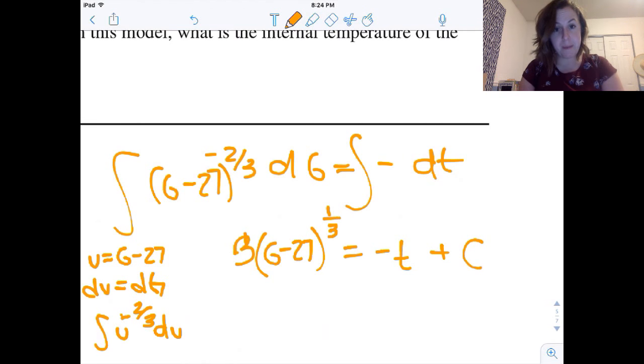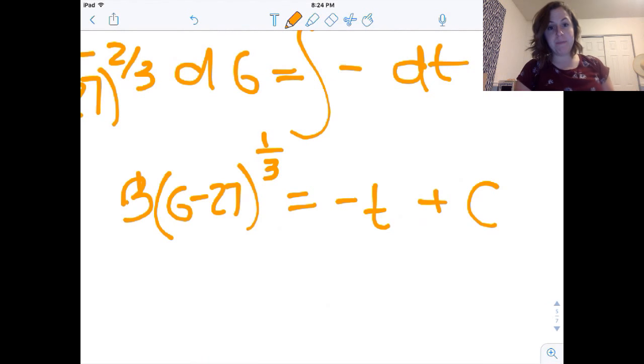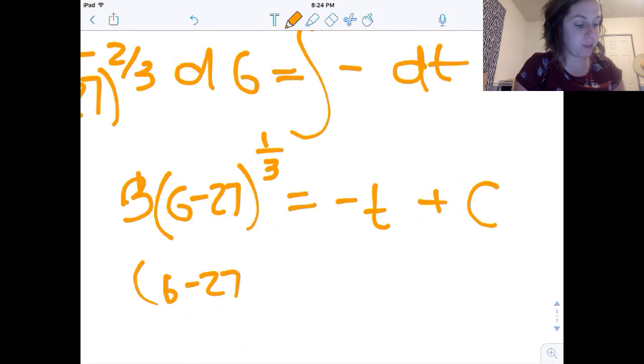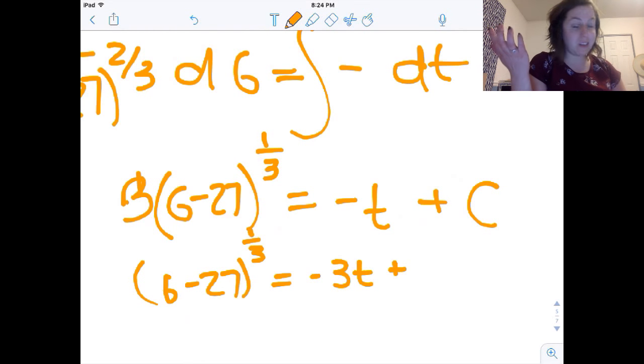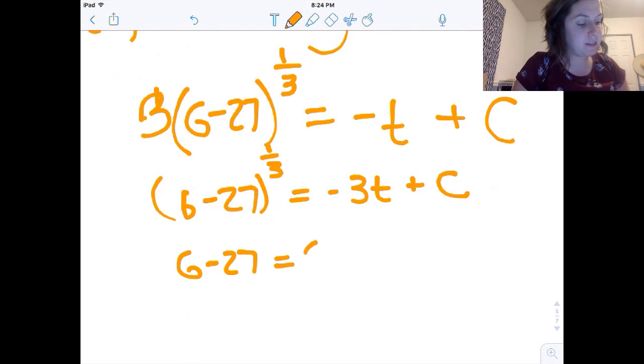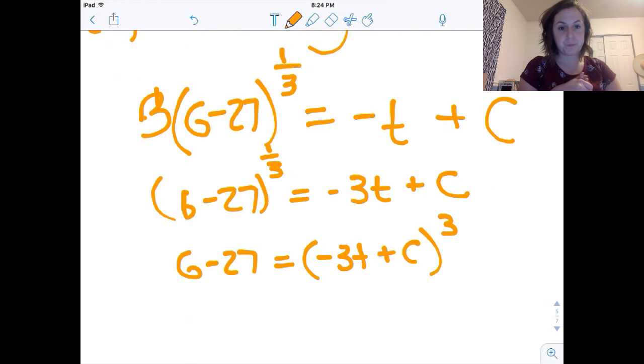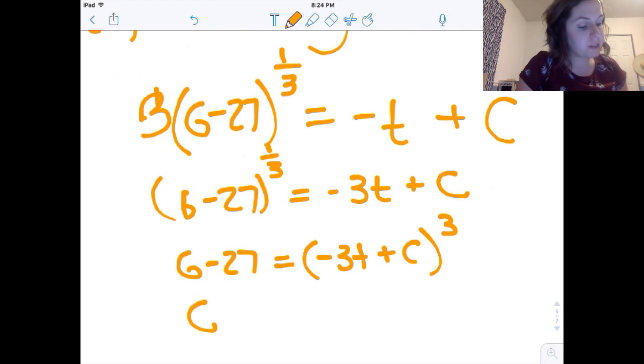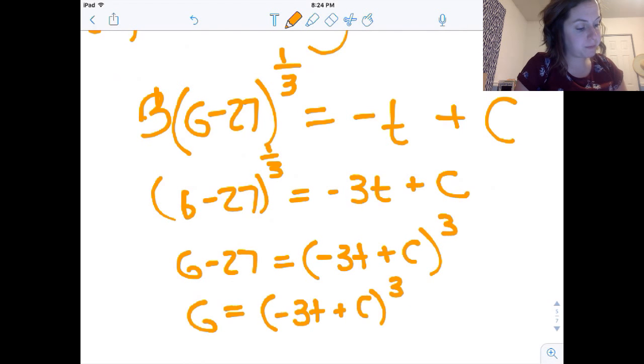Okay? So, I want to solve that for g. If you wanted to solve for c here, you're welcome to, but I'm going to solve for g. So I'm going to multiply through by 3. So (g minus 27) to the 1/3 is negative 3t plus 3c, which is c. And then I'm cube rooting that, so I'm going to cube it. So g minus 27 is (negative 3t plus c) all cubed. Now, I want g alone, so I'm going to add that to the other side. Okay? And that's my general solution.